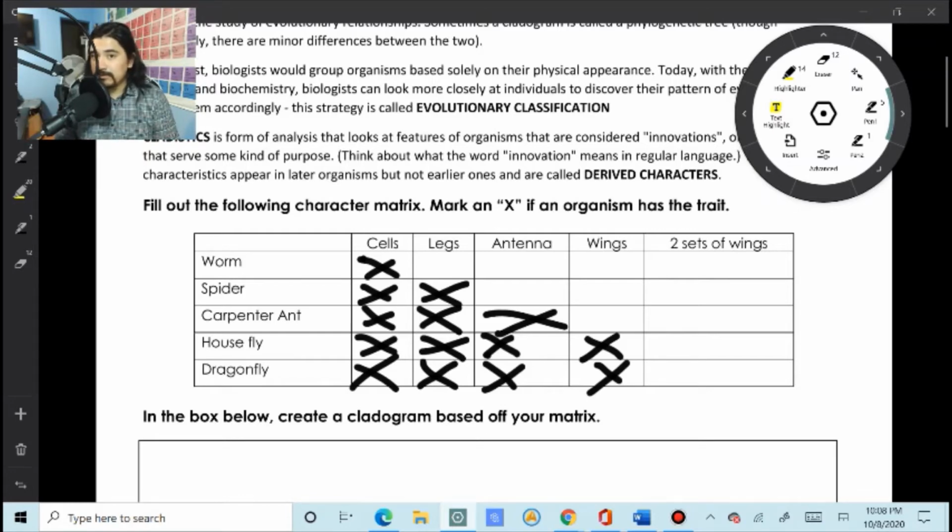Houseflies, do they have 2 sets of wings? Pause. Nope. Houseflies only have 1 set of wings. So houseflies do not have 2 sets of wings. So let's move on to a dragonfly. Does a dragonfly have 2 sets of wings? Pause. Yes, dragonflies do in fact have 2 sets of wings.